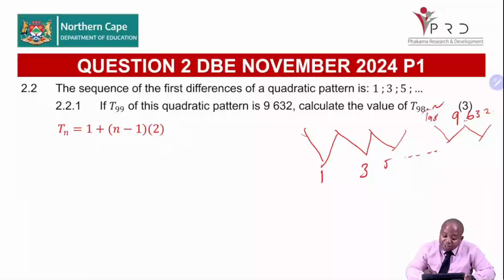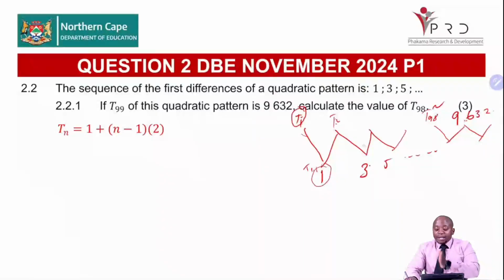Now, what you see is the following, that T1 also becomes our first differences here. T1 again corresponds to T1, and T2 goes with that. So we can see that there's a nice relationship in terms of the values in the quadratic and in our arithmetic in this case.